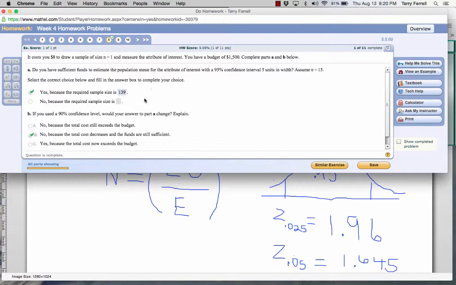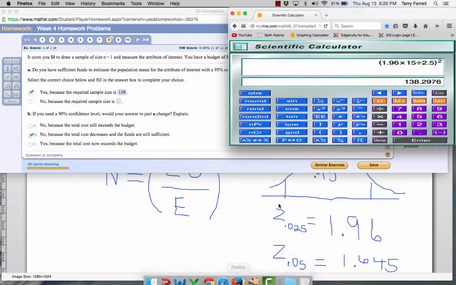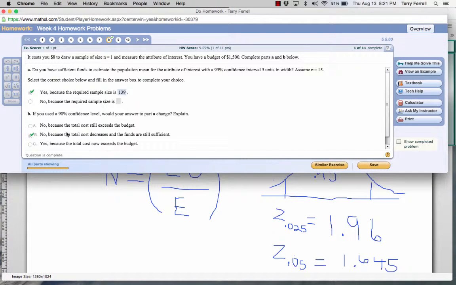The next one, you do the same thing, and instead of this 1.96 in the formula, you plug in 1.645. Put that in your calculator, and the number is actually smaller than this. So let's answer that question with that smaller number. The answer is going to be no. It says if we used a 90% confidence level, would your answer to part A change? And this is no, because the total decreases and the funds are still sufficient.